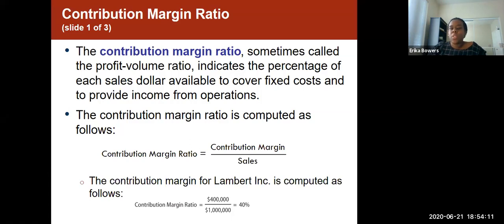We also have what's called the contribution margin ratio, also sometimes called the profit volume ratio. This is just another way of looking at how much do we have to eat away at our fixed costs, but it looks at the percentage of each sales dollar that we make that's available to cover fixed costs and to provide income from operations. For this chapter, we're gonna have a lot of formulas that you guys are gonna have to get under your belts. It is contribution margin divided by sales.